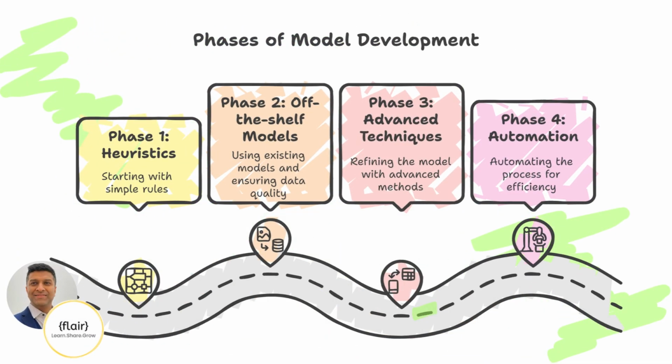Let's zoom out for a second. When you're adopting machine learning in an organization, you're going to follow a progression. There are four phases to consider. Phase 1: start with simple heuristics or rules. Phase 2: use basic, off the shelf models and focus on data quality. Phase 3: refine your model with more advanced techniques. Phase 4: automate the entire process of developing and deploying models. You will need to adjust your strategy based on which phase your organization is in, but the goal is always the same: build better, smarter models over time.